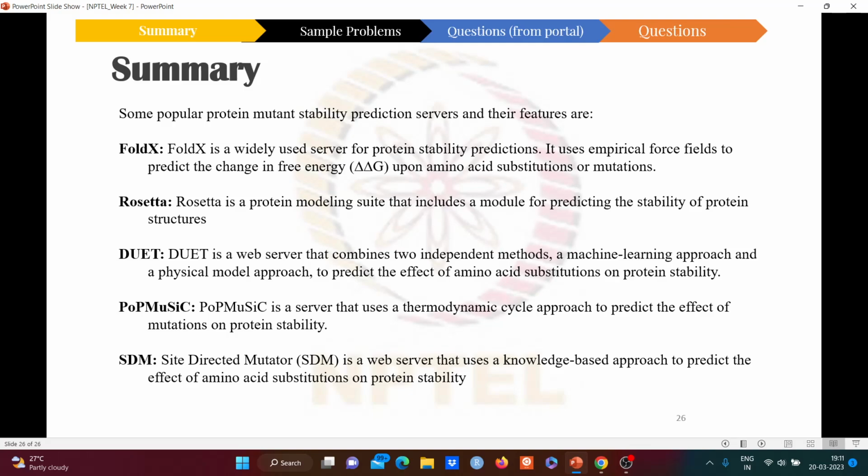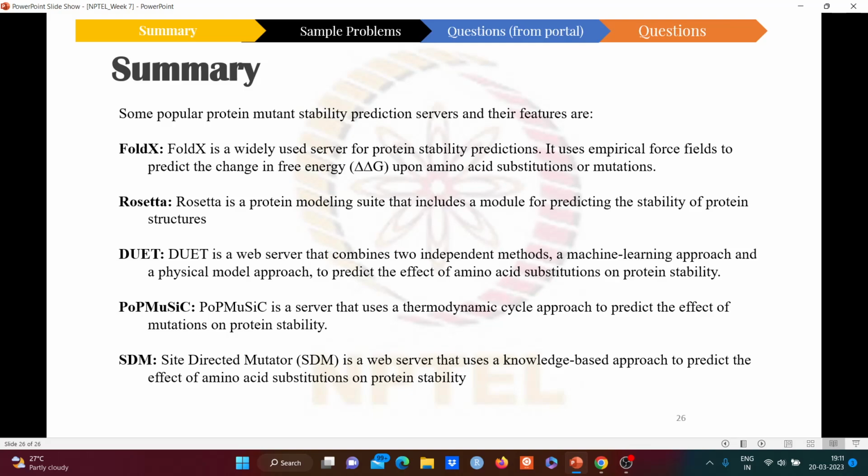predicting protein stability changes. Next is PoPMuSiC, where it calculates the change in free energy of protein unfolding and refolding steps and uses them to predict delta delta G. So it uses delta G to predict the delta delta G values. PoPMuSiC can also be used to analyze the effect of mutations on protein dynamics and function.